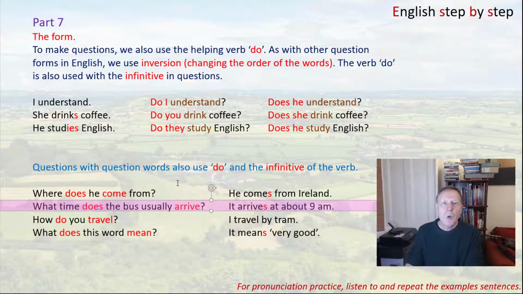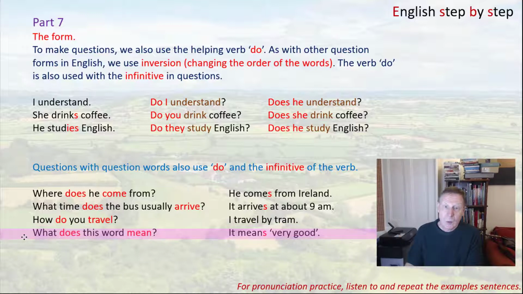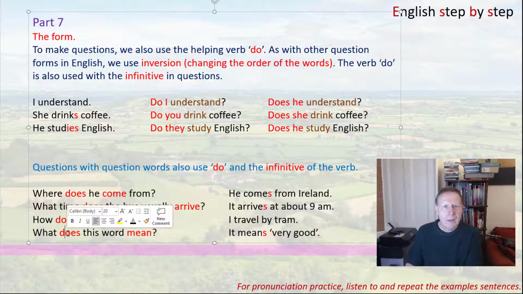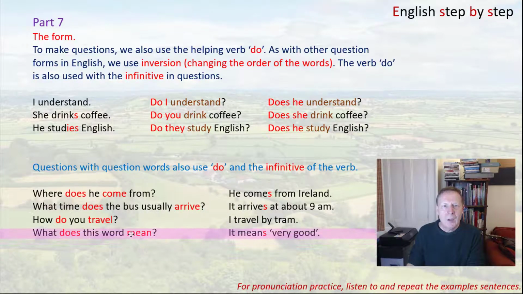Next example. What time does the bus usually arrive? It arrives at about 9 a.m. How do you travel? I travel by tram. What does this word mean? It means very good. So you can see this is a very common question. What does this mean? So we have the verb mean and we make the question using the helping verb does. So we always need the helping verb.